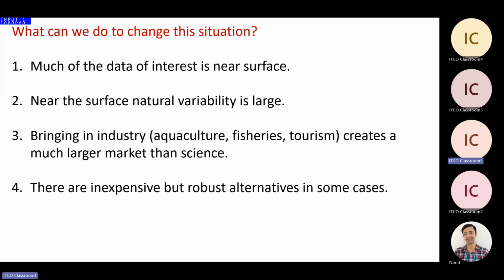Much of the data of interest is near surface. Near the surface, natural variability is large. Obviously, for ocean color, we're interested in surface optical properties. If we can adapt these techniques to other markets, then it creates a larger market. But there are inexpensive but robust alternatives.